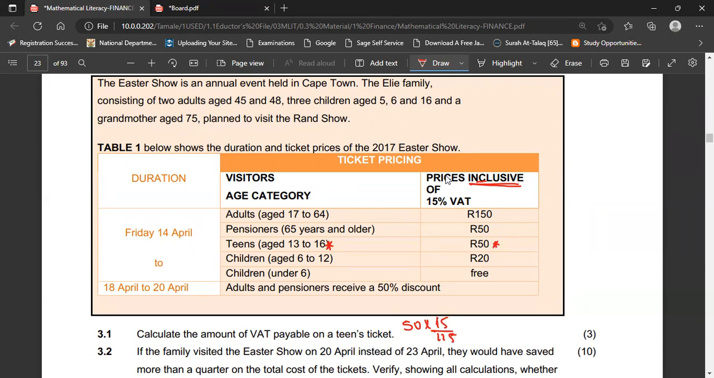All right, we are looking at that. Why am I using this method? Because this price already includes VAT. So 50 times 15 out of 115. The VAT value is 6 rand 52 cents. All right.